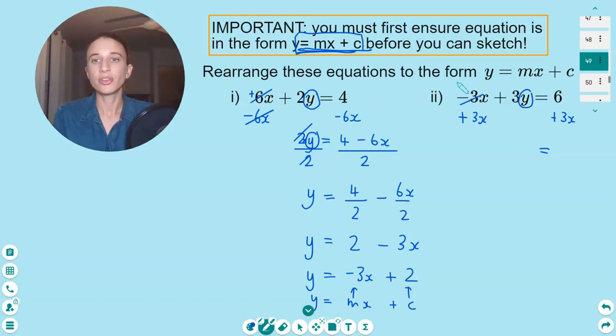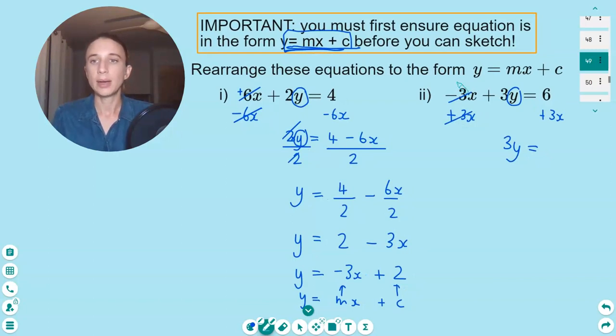So negative 3x plus 3x cancels. We're left with 3y here. I'll just move this over a bit. And we've got 6 plus 3x on this side. Now this is 3 times y. I need y on its own, so I'm going to divide by 3. Those 3's cancel, and I'm going to divide by 3 on this side. The 3's cancel. I'm left with y.